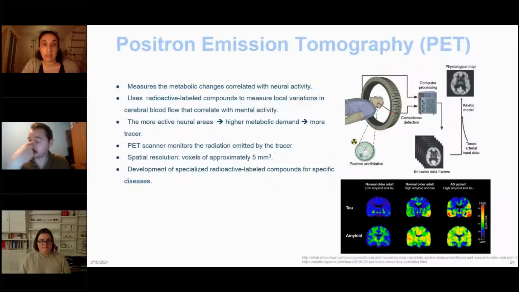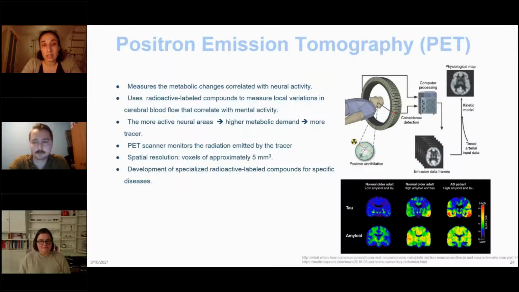And it has a spatial resolution of approximately 5 cubic millimeters. I think it's even smaller right now. And a really powerful property of this technique is that we can develop radioactive label compounds for specific diseases.